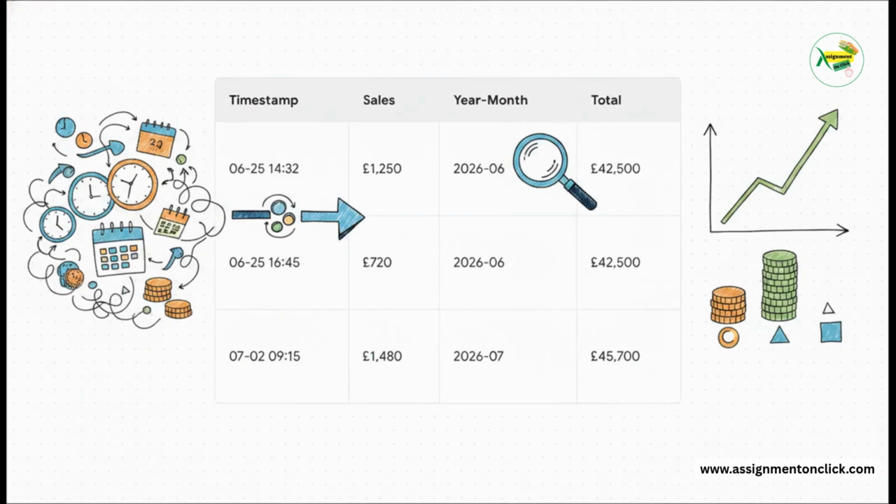Which brings us to section 4, aggregation and smoothing. Now that our ingredients are prepped, let's cook. Raw timestamps are incredibly messy. You might have dozens of sales in a single afternoon. But by extracting the year and month and grouping by that new column, KNIME cleanly aggregates all those chaotic daily transactions into one clear monthly total. That makes it so much easier to actually spot the broader trend.